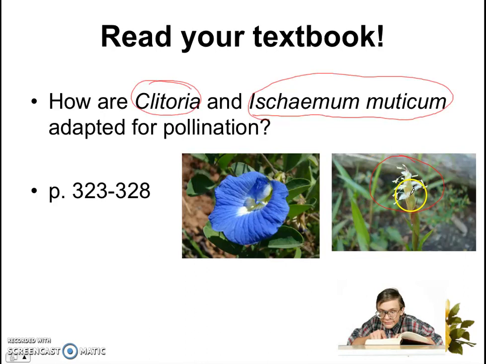It's actually just a grass, quite ordinary, boring looking, but has some interesting adaptations as well. So have a look at these as another two examples that you can know by name whenever you're asked to describe insect-pollinated or wind-pollinated flowers.